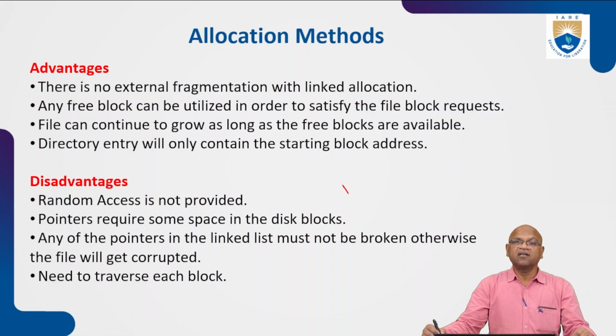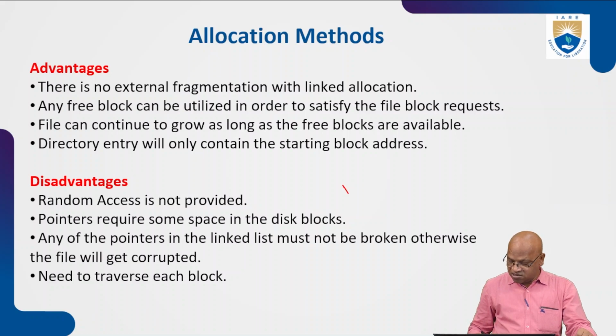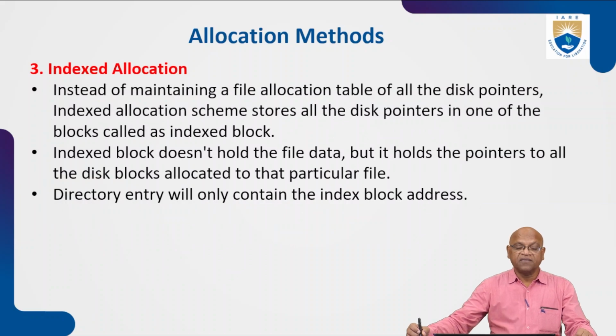Any of the pointers in the linked list must not be broken, because in case any link is broken, the complete scenario will change, so the file will get corrupted. This is a drawback of linked allocation, and we need to traverse each block, because we have to travel from one block to another, as the next block address is stored in the previous block. So like this, each block is connected to the others. This is the concept of a linked list.